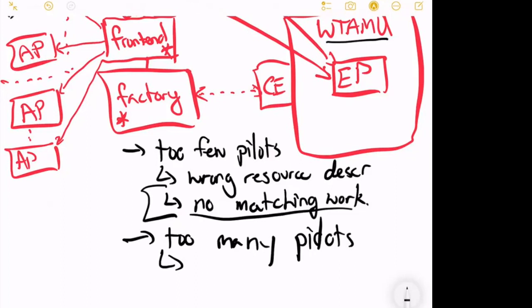And the usual cause of too many pilots is a mismatch of the resource description.